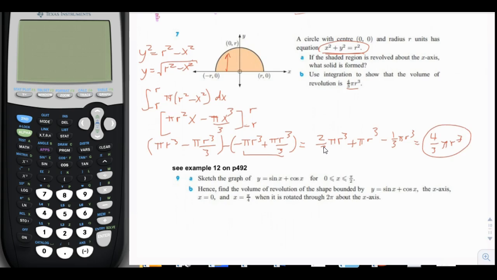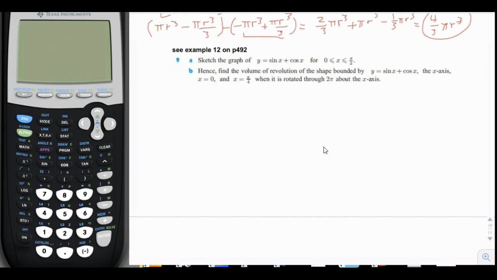Okay, so we did get that. So that's the answer to part B. Part A, they're asking what solid is formed. We already said that. It's a sphere. All right, moving on. Last one, number 9.